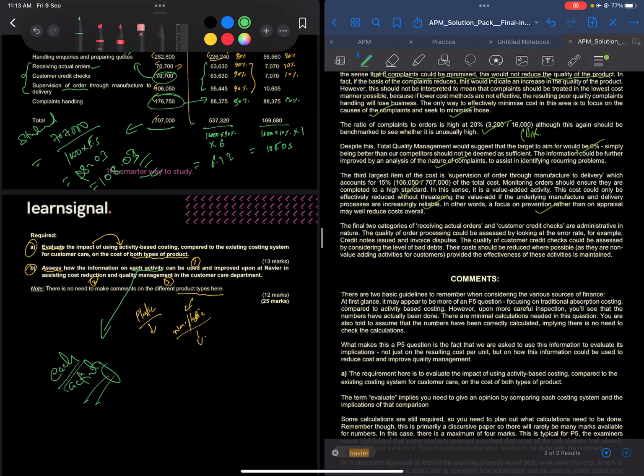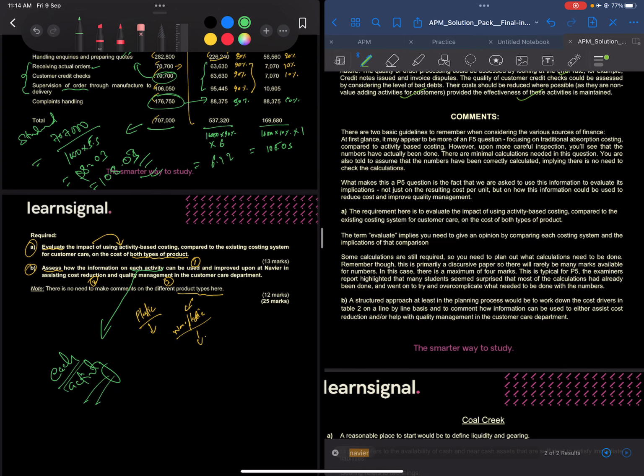Next, the final two categories are receiving actual orders and customer credit checks, which are administrative in nature. So this could be assessed by looking at the error rate, for example credit notes issued and invoice disputes. The quality of customer checks could be assessed by considering the level of bad debt. This cost can be reduced where possible, as they are non-value adding activities for the customer. Customer credit checks are not value adding for the customer, so there could be some automation there, and the error rate can be checked as well, because sometimes we get the orders wrong, so that could be there for effectiveness. Next thing is the disputes as well. So these should be effective.